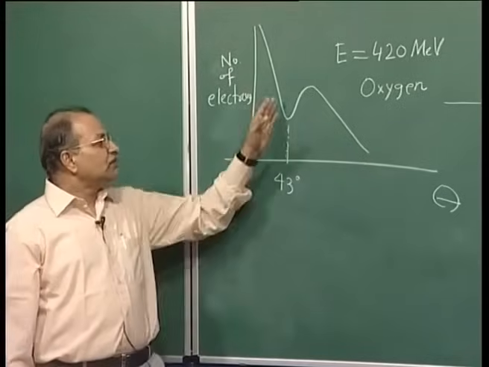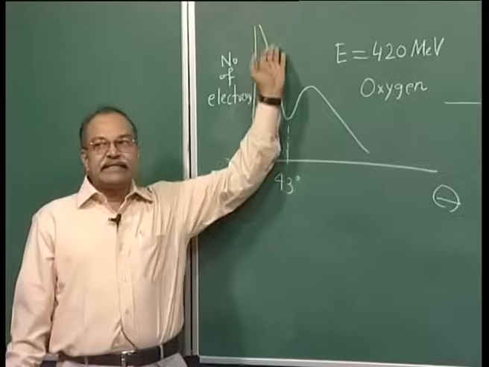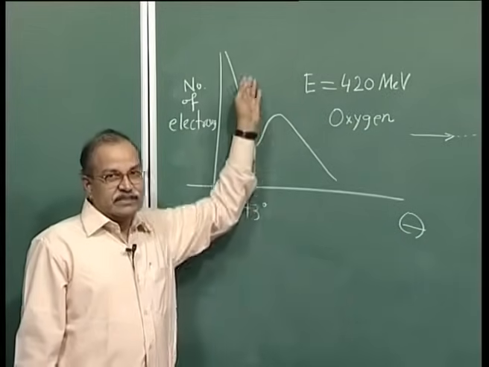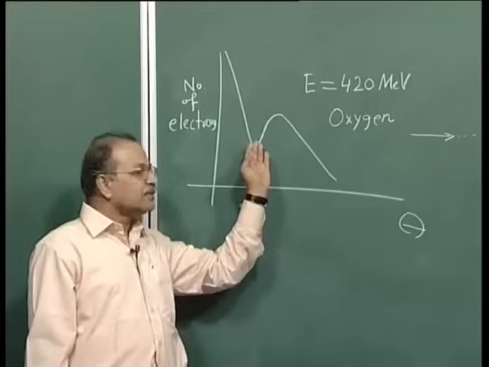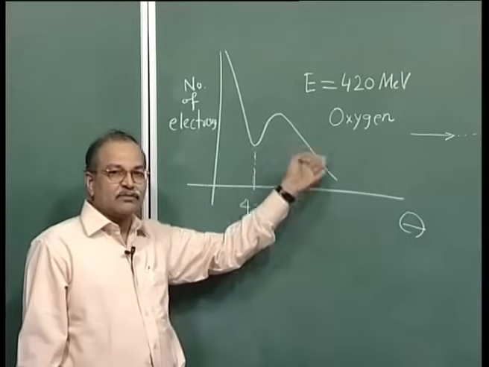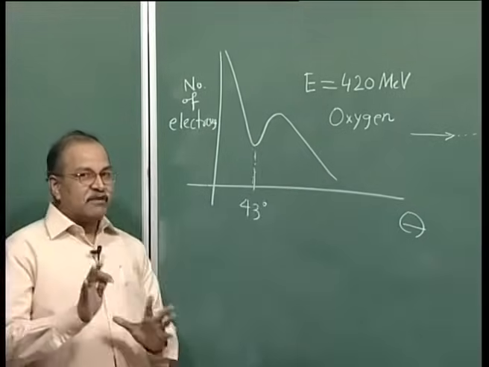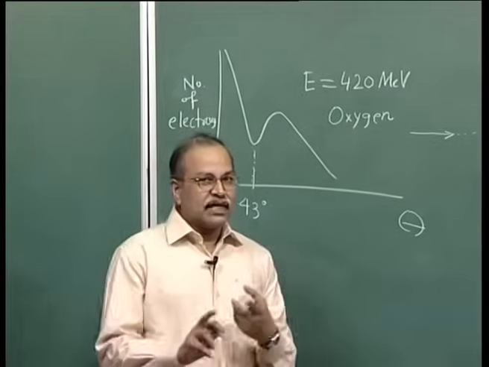Okay. So, now there are two things. In general, it decreases with theta. Why? And second thing, that in general it decreases, but somewhere it increases and then goes through a minimum, maximum. So, why? Now, the first question, the answer was given in the previous lecture.